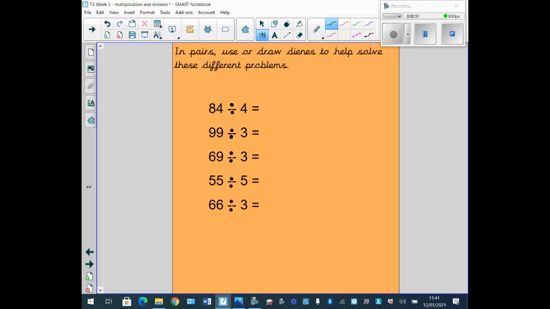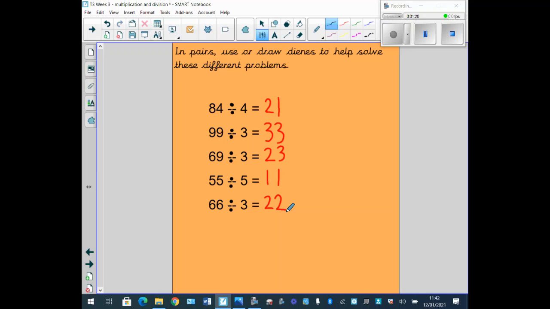Okay, how did you get on? Could you partition your numbers into deans to help you with your sharing? So, 84 divided by 4 equals 21. 99 divided by 3 equals 33. 69 divided by 3 equals 23. 55 divided by 5 equals 11. And 66 divided by 3 equals 22.